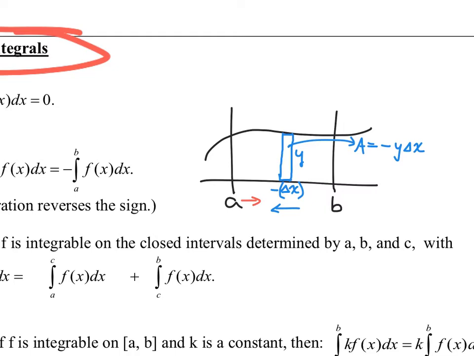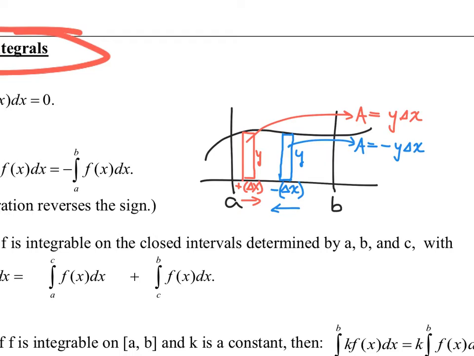nice poor quality rectangle for you. I'm going to try that again. We still have a y. This time my delta x is moving in the positive direction, in which case I get an area equal to positive y times delta x. So the movement, depending on which way you're going, would have either a positive or negative result.